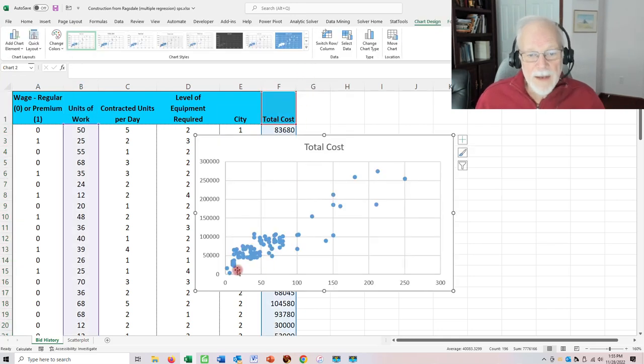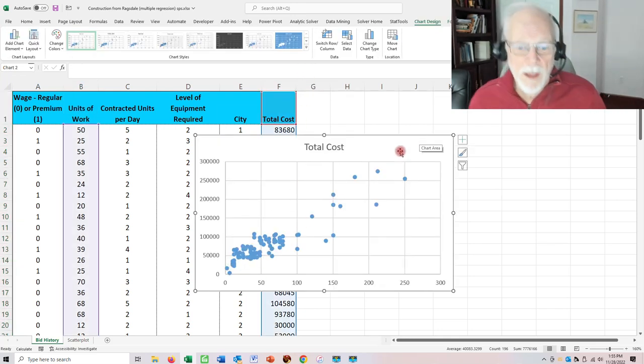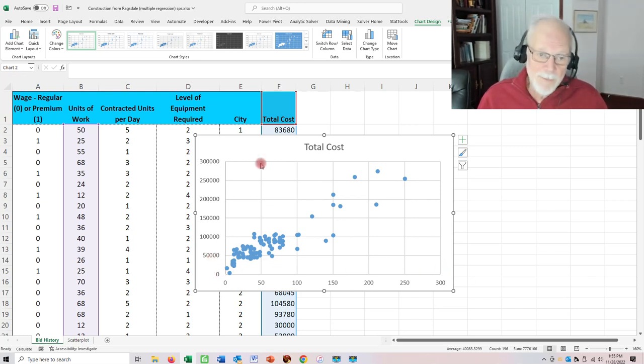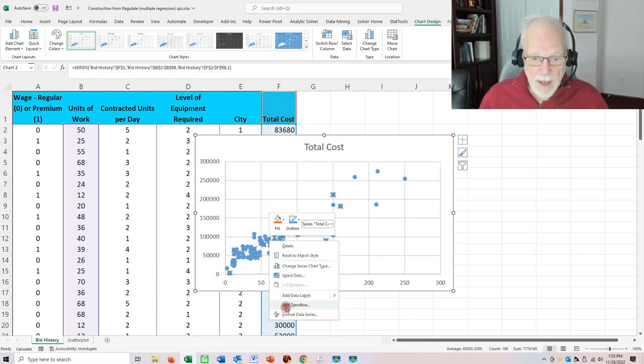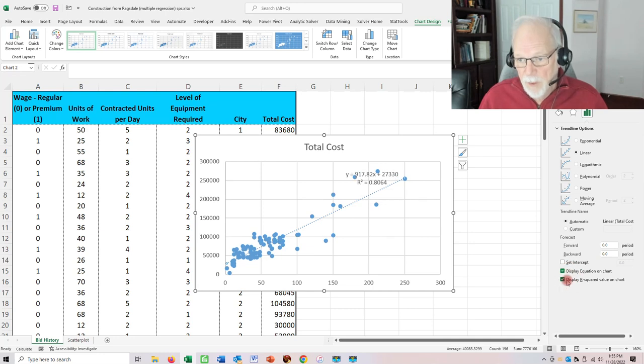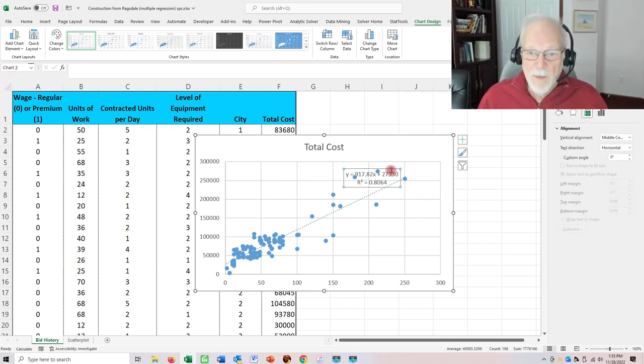There we go. And indeed, we do see a positive correlation here. As the number of work units required goes up, the cost in general goes up too. I can add the details to my trend line here, equation and R-squared value. And yeah, my R-squared is about 0.8. That's pretty good. And there's my slope. There's my best straight line. All right, so that looks like a pretty good fit.